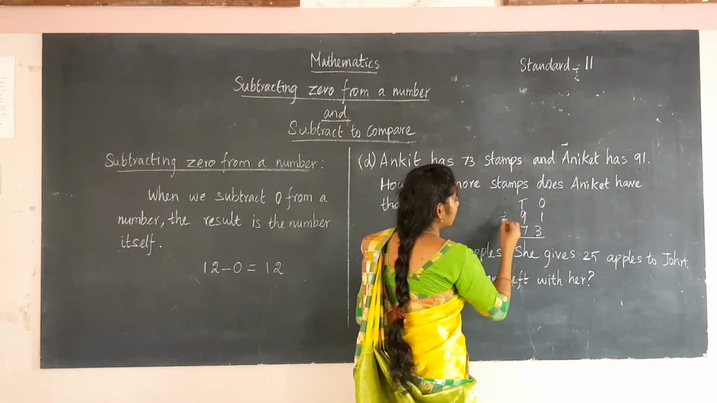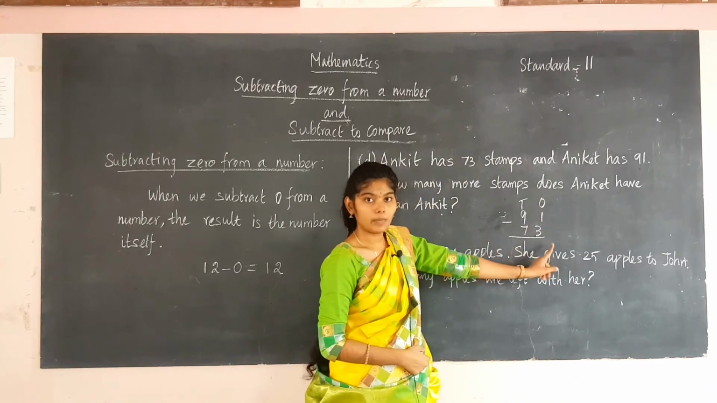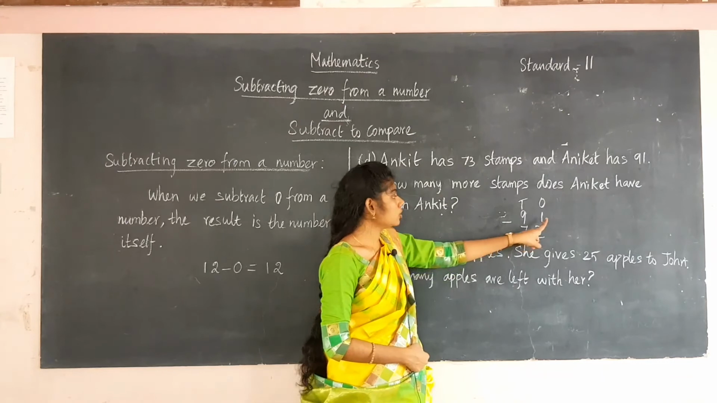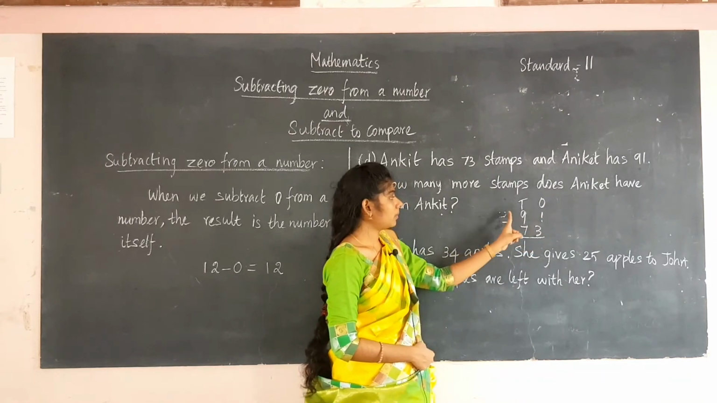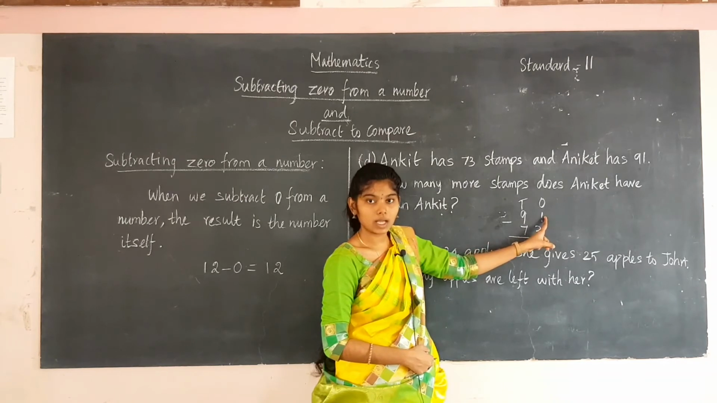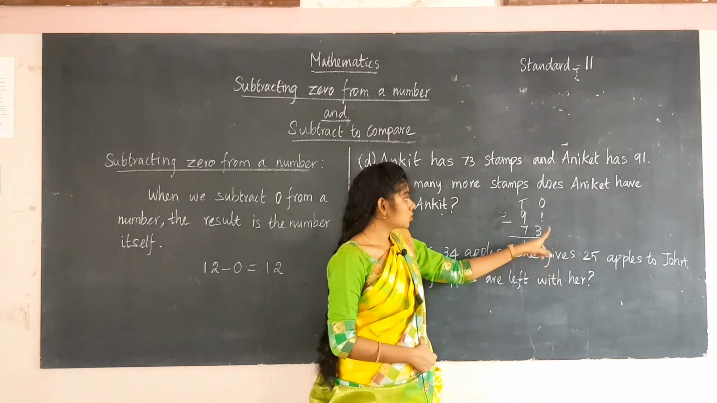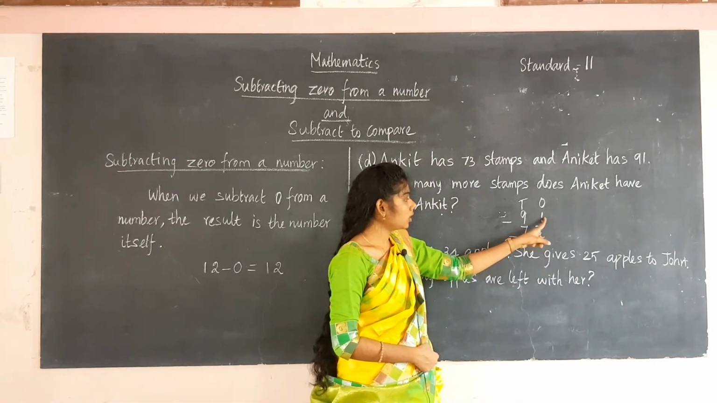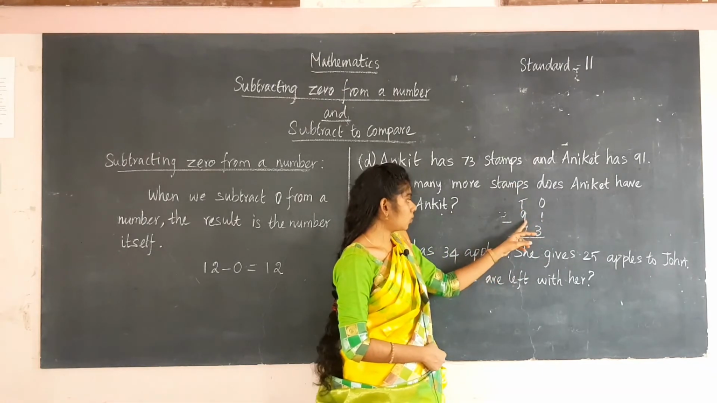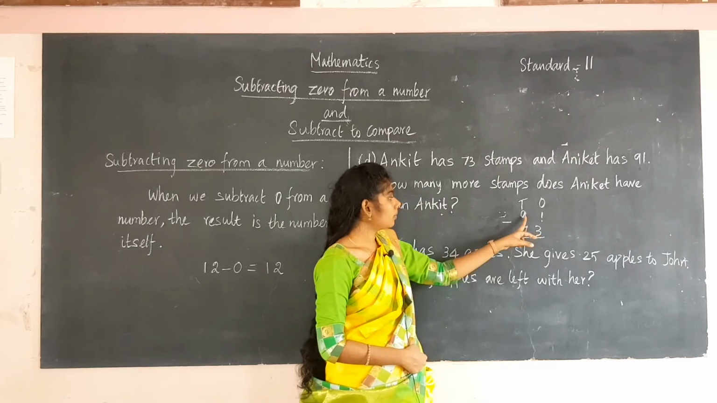Now subtract the numbers. First subtract in the ones place and then in the tens place. How will you subtract? You will borrow from the tens place. Why are we borrowing? Here the first number is less than the second number. We cannot keep it in mind, so we have to borrow from the tens place.